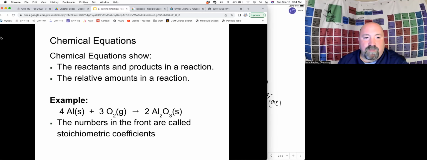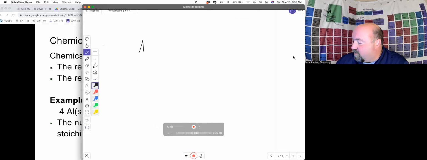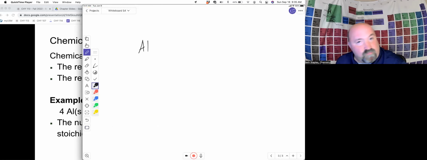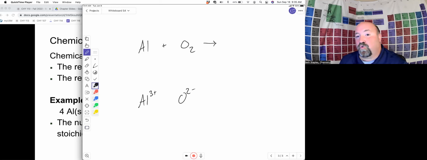Let's take a quick look back at this example here. We know that aluminum, when it exists by itself, can exist as simply Al, just one aluminum atom floating around. We also know that oxygen, remember, exists as a diatomic molecule, so it's going to exist as O2. Now, when those come together to form aluminum oxide, we have to remember the rules that we talked about when creating an ionic formula. So remember, aluminum with its 3+ charge and oxygen with its 2- charge.